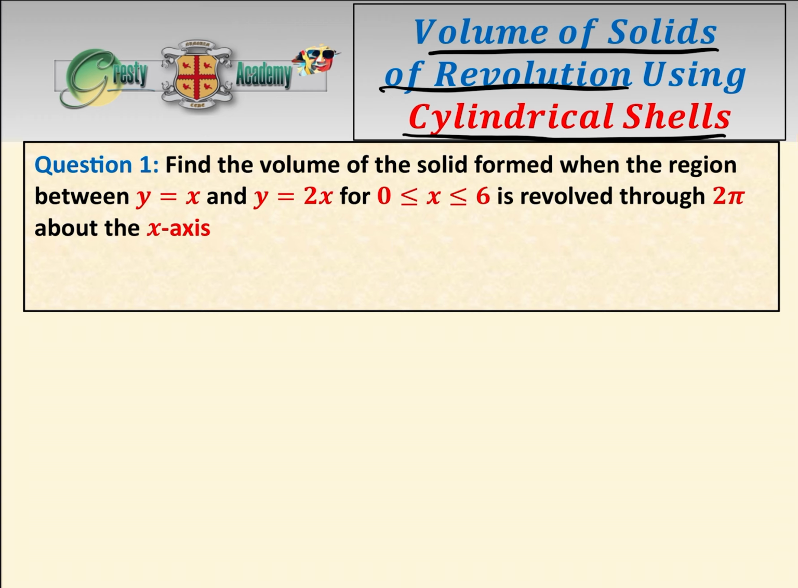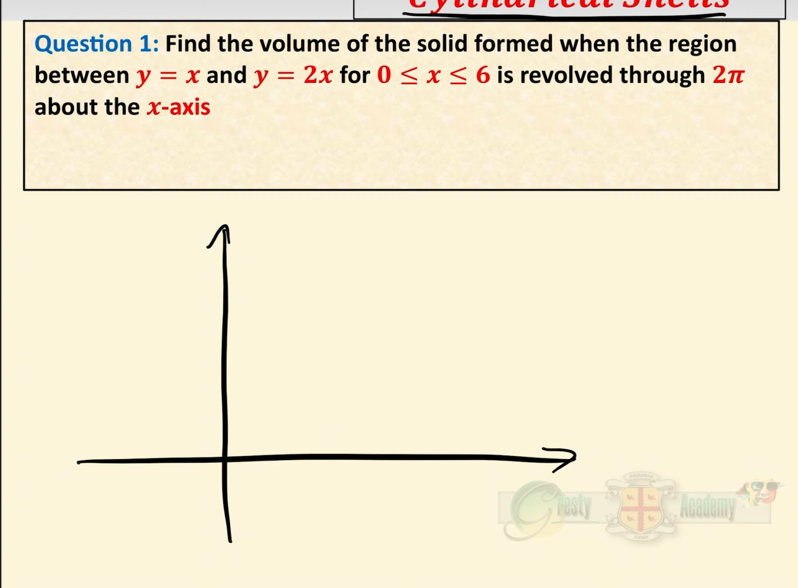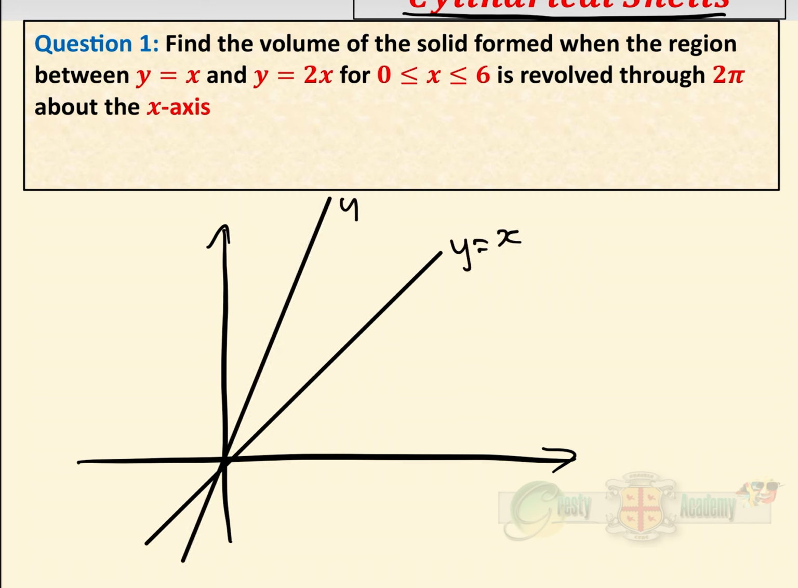Okay, so let's just have a look at question 1. Now, in the previous video, the way we answered this is using the disk method. So let's just have a quick look at drawing it. Here's the x-axis, the y-axis. Okay, so we've got the line here, y equals x, and we've got the line here, y equals 2x. Okay, and we're doing it between 0 and 6, so let's put the point down here, x equals 6, and the point here is x equals 0.